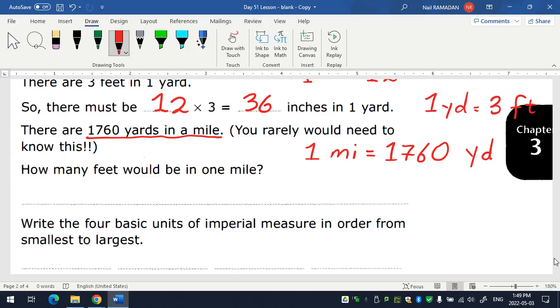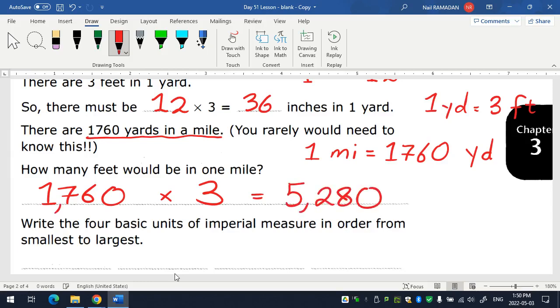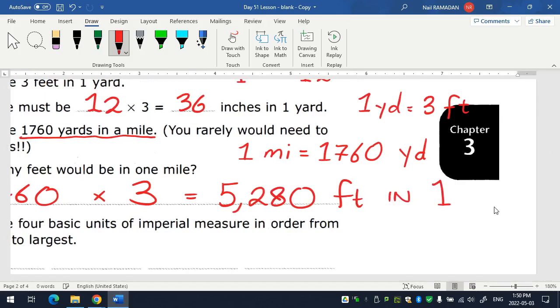1,700 or 1,760. So that means 1,760 times what? Times 3. Because each one of those 1,760 has 3 feet inside of it. And Max, how much did you get? 5,000. Done. Feet in 1 mile. Done. That's it.